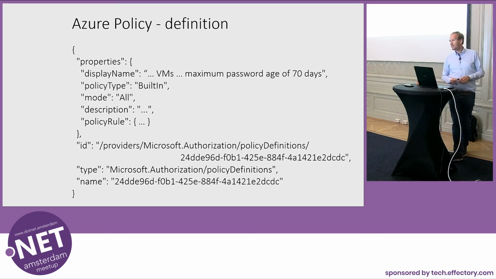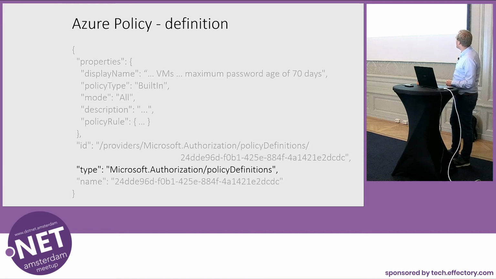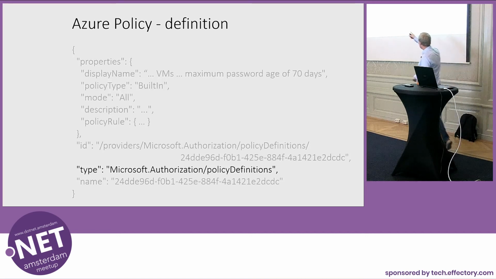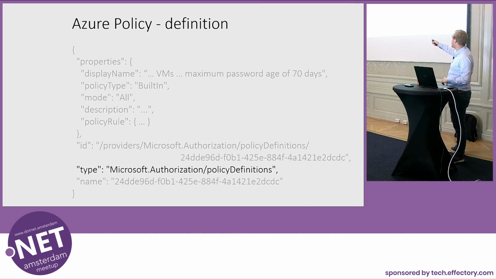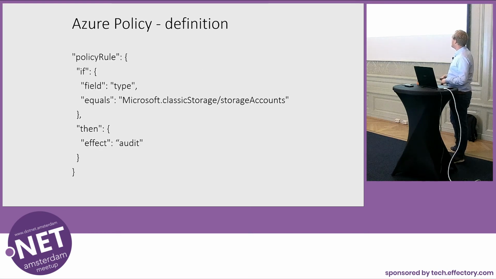Again, JSON, so pretty boring, and I think you're really JSON tired by the end of this evening. But what you can see is there's a lot of boilerplate, but in the middle there's a policy rule. Before we dive into the policy rule, again, a policy is just a resource governed by a resource provider called Microsoft.Authorization. This is the policy rule.